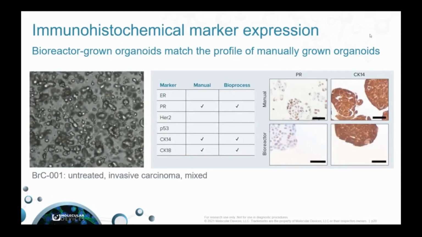Biopsy sample was taken from a patient who has not received any treatment. And shown here on the left is a representative bright field image of the derived organoids, and this was grown in manual culture. So for this study, we looked for common markers that are related to breast cancer, and we wanted to see if these markers are retained in the organoids. Here in the middle is a table that summarizes either the presence or absence of common markers.